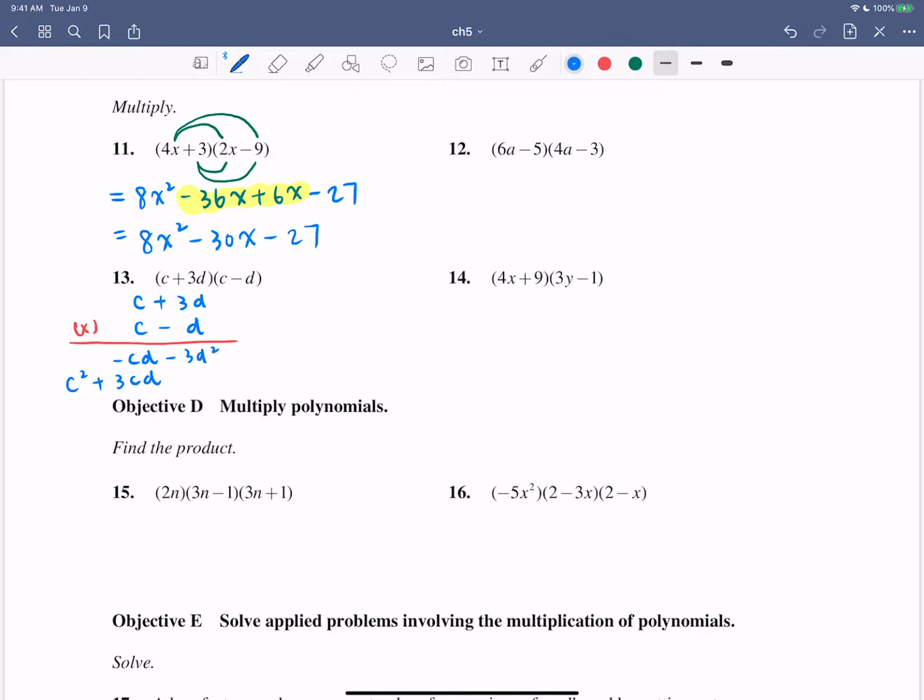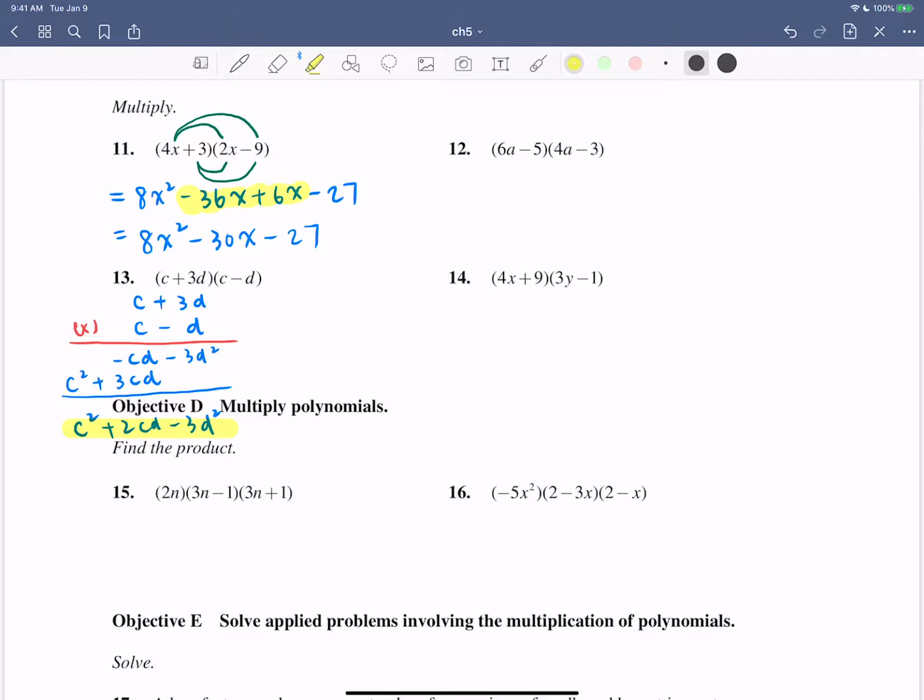So put a plus sign here. And then we're going to add it vertically. Drop down negative 3d squared. The middle two terms, negative cd plus 3cd, that is positive 2cd. And finally, you have c squared. So your final answer is this one. C squared plus 2cd minus 3d squared.